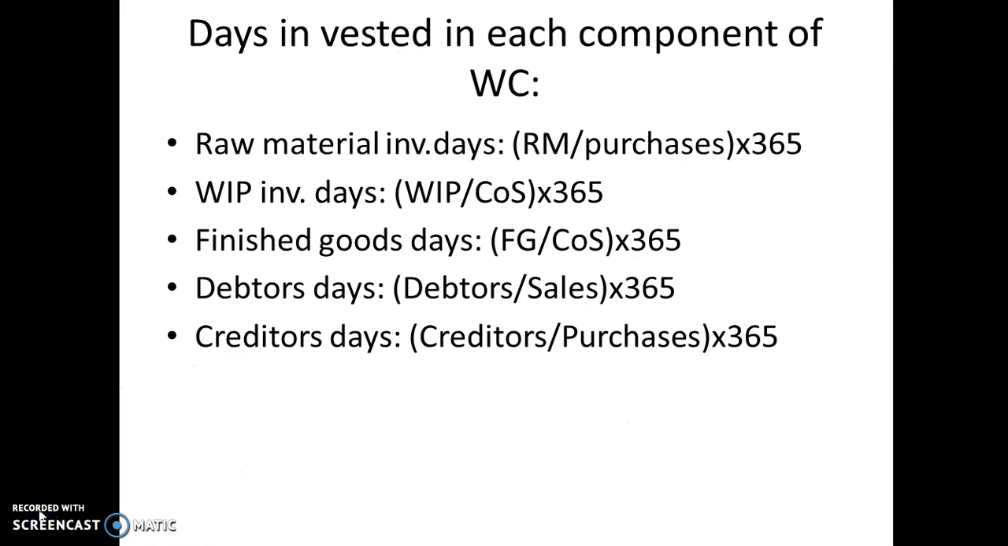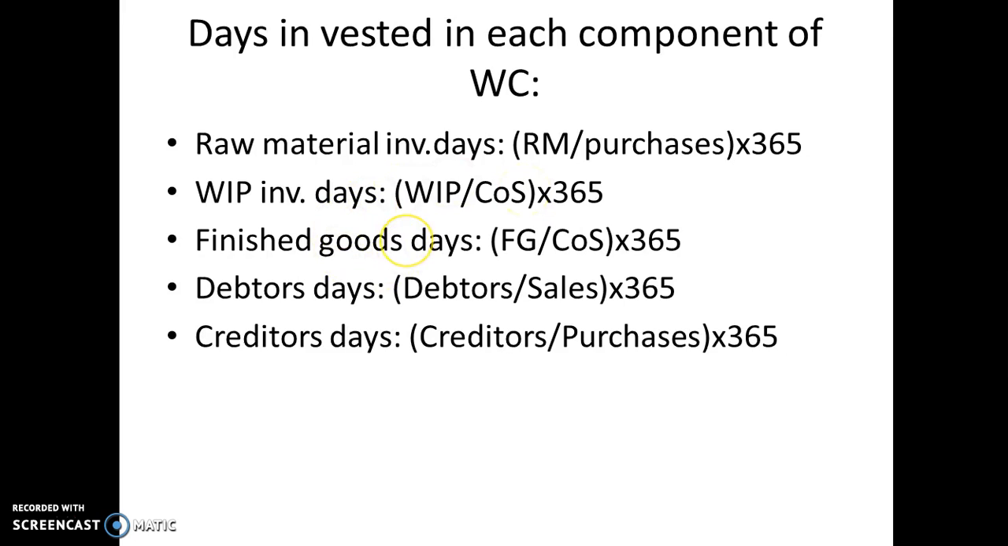You have probably seen these calculations before, but I'll just quickly run through them. So how do we calculate the inventory days, debtors days, and creditors days? So for raw material inventory, you basically take the raw material balance on the balance sheet divided by the purchases amount multiplied by 365 to give you days. Same for work in progress. You take the work in progress balance on the balance sheet divided by cost of sales times 365 for days.